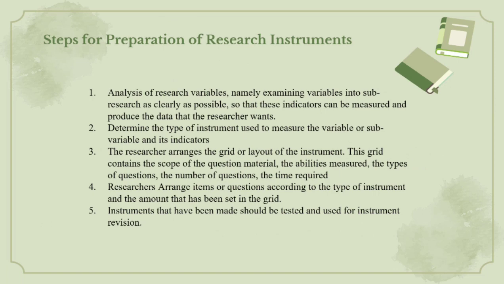And next are the steps for preparation of a research instrument. The first is analysis of research variables, and the second is to determine the type of instrument used to measure, and the third is that the researcher arranges the grid or layout of the instrument. The fourth, researchers arrange items or questions according to the type of instrument. The fifth is that instruments that have been made are tested and used for instrument revision.